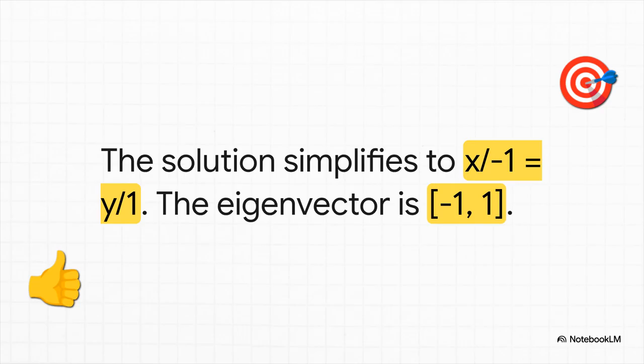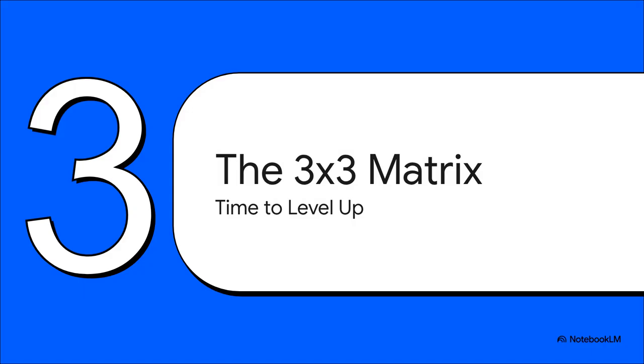And there it is, our second eigenvector, negative 1, 1. And that's it. First challenge complete. Awesome job. You've totally nailed the 2x2. So, you know what that means? It's time to level up. Let's take everything we just learned and apply it to a bigger, beefier 3x3 matrix.